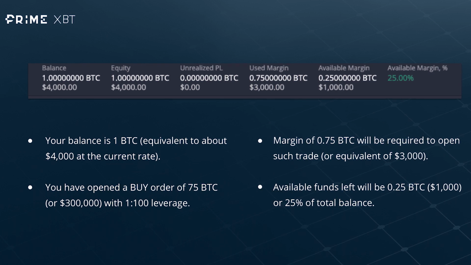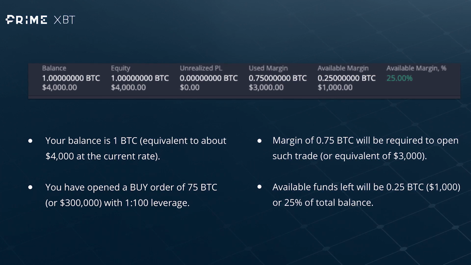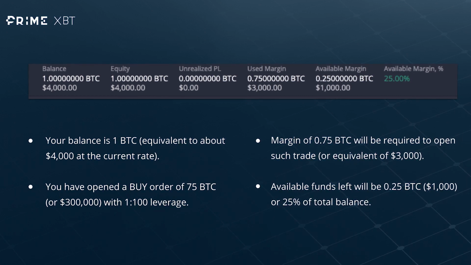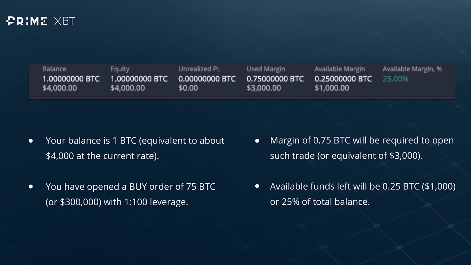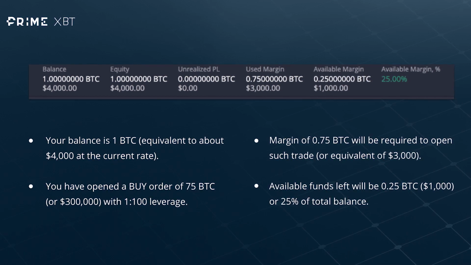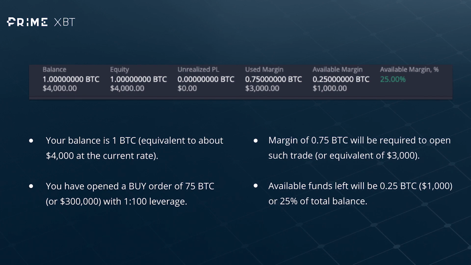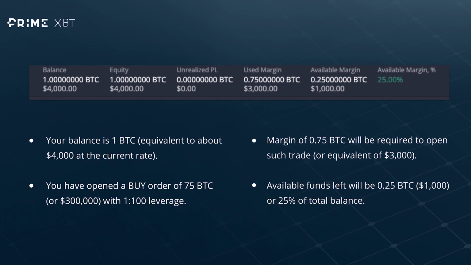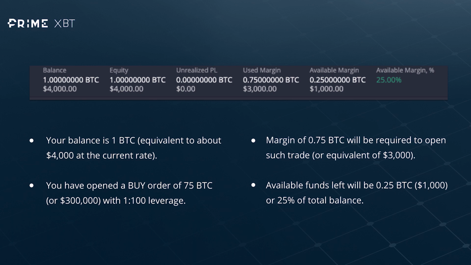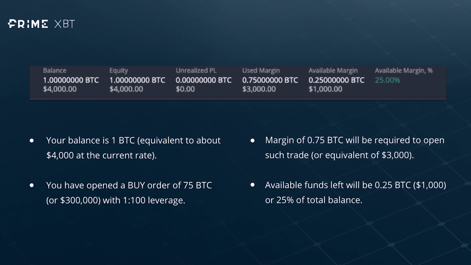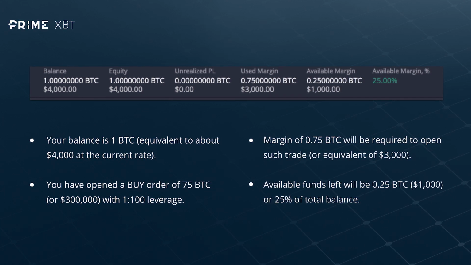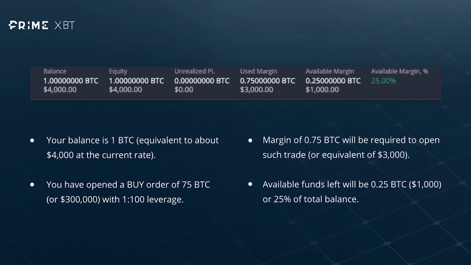The following information will be displayed in the trading terminal. Balance: 1 BTC, $4,000. Equity: 1 BTC, $4,000, plus profit or minus loss. Unrealized P&L: the current profit or loss will be displayed. Used margin: 0.75 BTC. Available margin: 0.25 BTC. Available margin percentage: 25%. If the price goes up, you will start making profits. In the equity line, the amount of your total capital will grow. In the unrealized P&L line, the current profit will be displayed, and the available margin, or available funds, will increase due to the fact that your open position generates profits and you can reuse these funds.